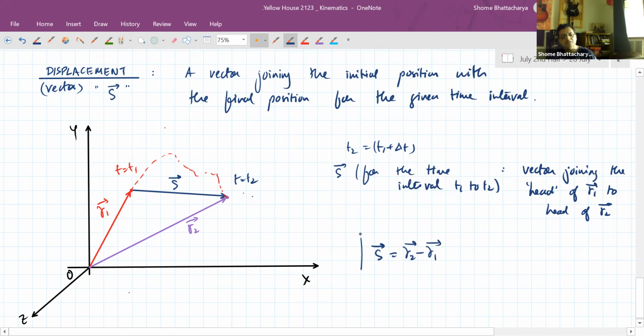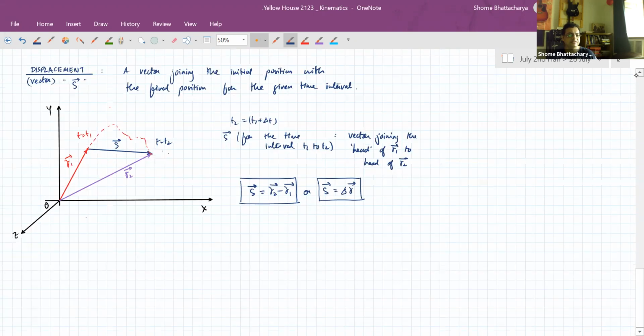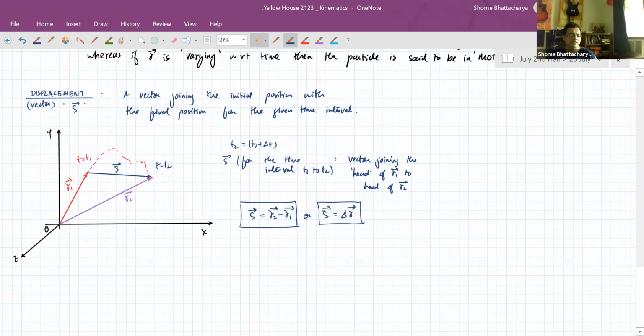Or we can generalize it by saying that in a certain time interval, the displacement vector S is equal to the change in the position vector. That is the final position vector minus the initial position vector. So now we have a very, very simple single formula definition of displacement. The displacement vector is the change in position vector, or it is delta r, or it is r final minus r initial. It is r2 minus r1 for a given time interval t1 to t2.